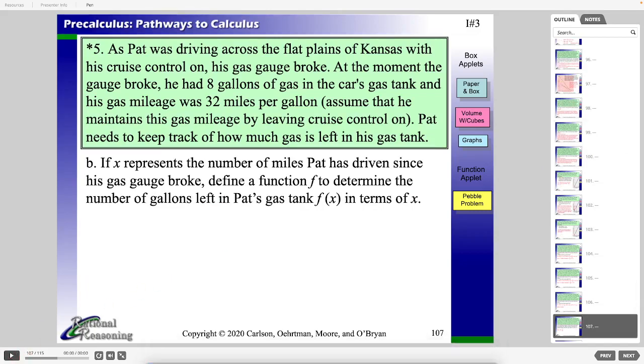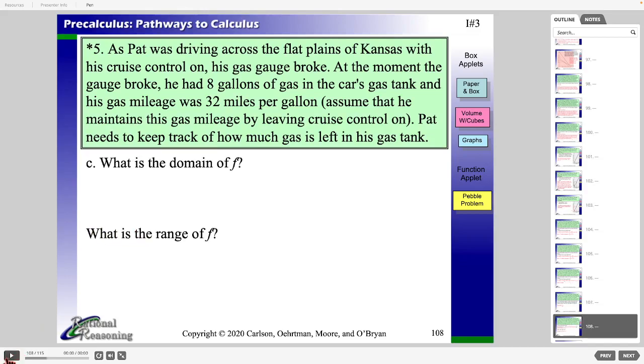And so we can do these calculations. If x is the number of miles, we just plug in the number of miles we've used, and that's really what we've been doing as we build it up. So what is the domain of f? Well, we can plug in any values we want until, I guess, the gas tank is empty.